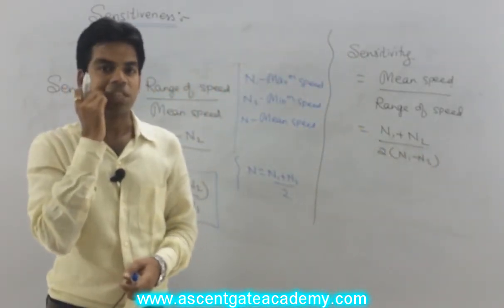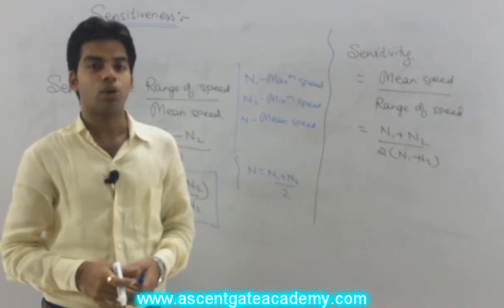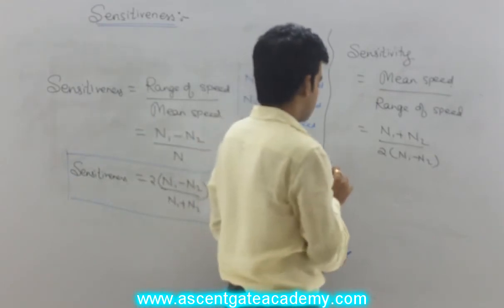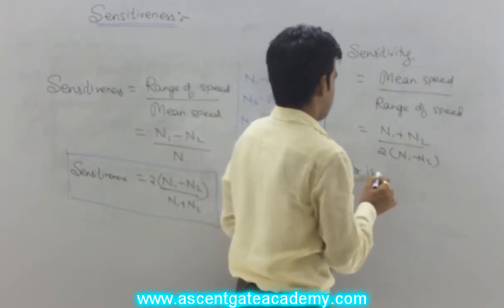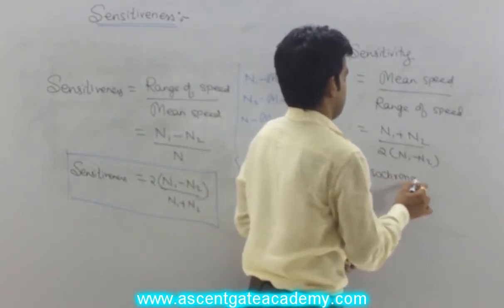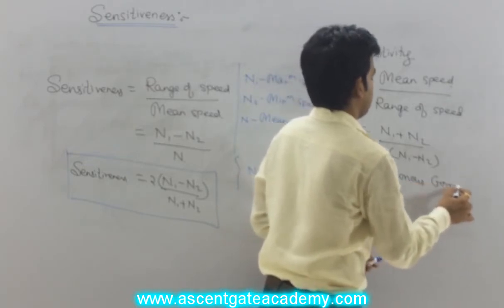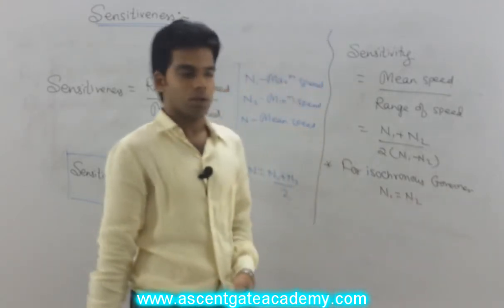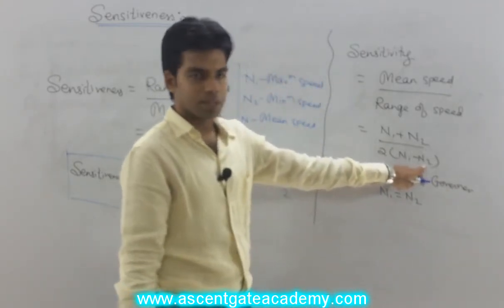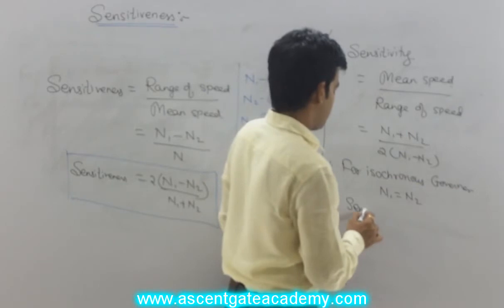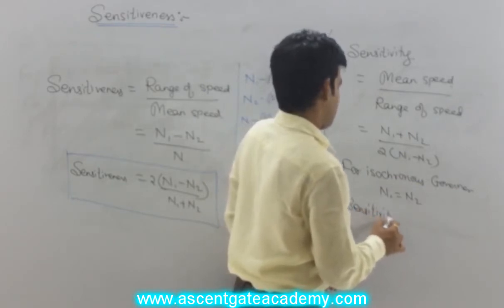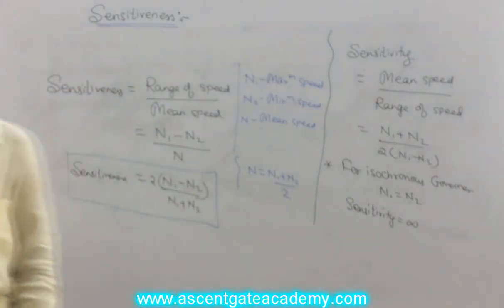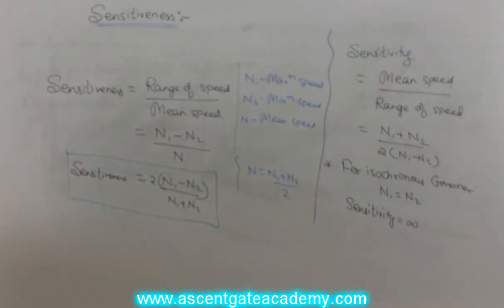Now, if I ask one question, what should be the sensitivity of an isochronous governor? For an isochronous governor, as we know, n1 is equal to n2. That means this term will be 0. Therefore, sensitivity will be infinite for an isochronous governor. Getting this or not?